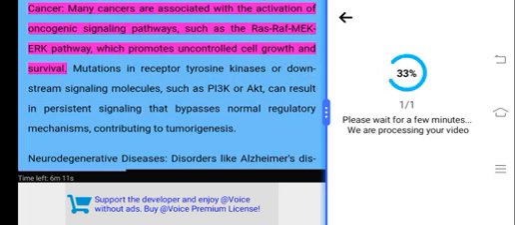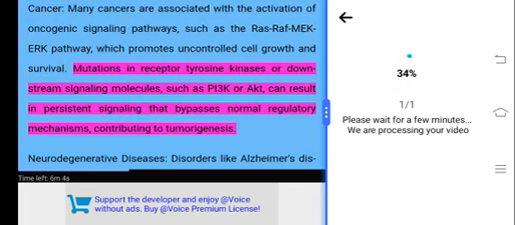Cancer. Many cancers are associated with the activation of oncogenic signaling pathways, such as the Ras-Raf-MEK-ERK pathway, which promotes uncontrolled cell growth and survival. Mutations in receptor tyrosine kinases or downstream signaling molecules, such as PI3K or AKT, can result in persistent signaling that bypasses normal regulatory mechanisms, contributing to tumorigenesis.